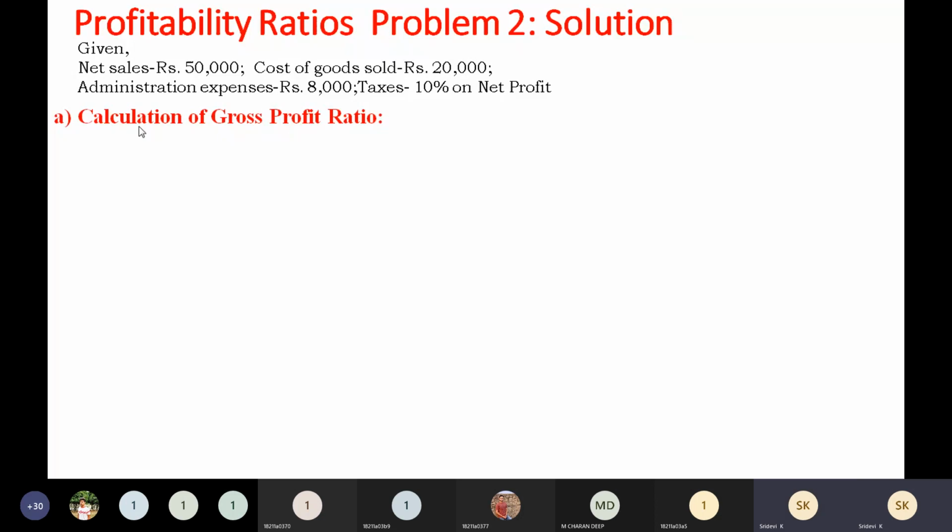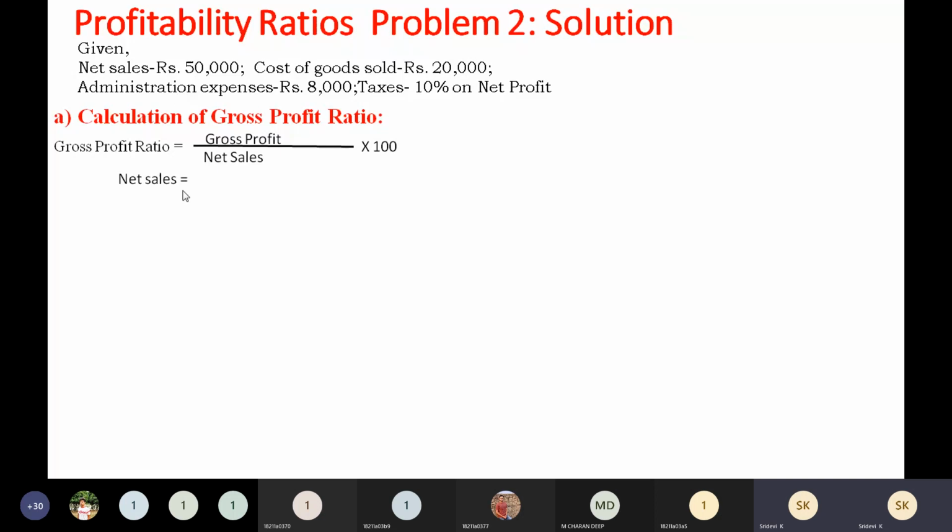Now take down the formula for calculation of the gross profit ratio. Headings are a must; you have to give headings. So gross profit ratio is equal to gross profit divided by net sales into 100. Gross profit is not given here, only net sales is given. You need to derive the gross profit, and we need to derive the net profit also.